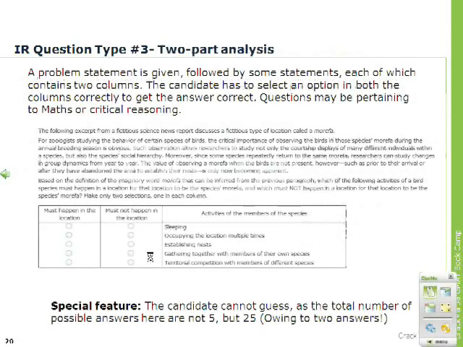Two-part analysis. Right? So problem statement is given, followed by some statements, each of which contain two columns. Right? So it's not necessary that you'll have only two options or something up here, it may be more than that. Candidate has to select an option in both the columns correctly to get the answer correct. Right? So you have the option of selecting something up here, something up here. Right? So questions may be pertaining to maths or critical reasoning. So maths is a common topic in all these three up till now. We'll see in multi-source what happens, right?